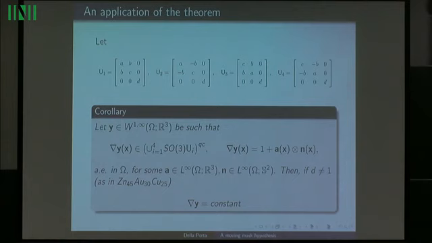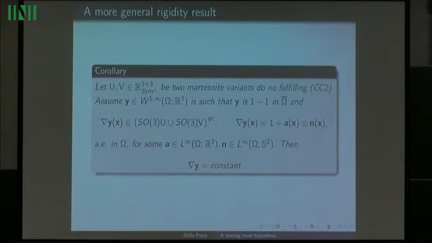And we can take this theorem to a next level and say: take two different martensitic variants U and V, and we assume that they do not fulfill the cofactor conditions.